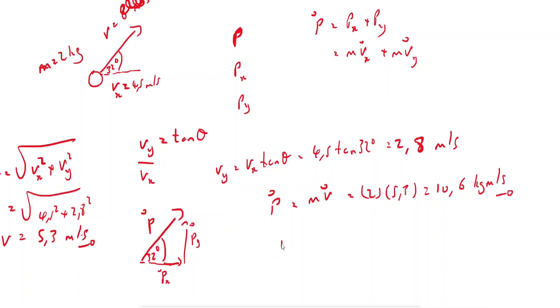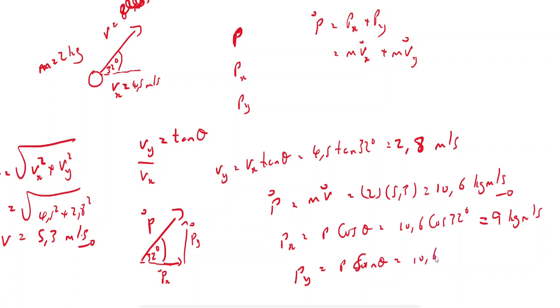In this case, my px is just going to be p cos theta, which is 10.6 cos of 32 degrees, and that is approximately 9 kilogram meters per second. And then let's find the momentum in the y. This is p sine theta, which is 10.6 sine of 32, and this is basically 5.6 kilogram meters per second. All right, so this is how you can find it.